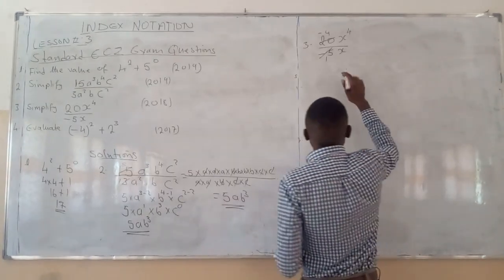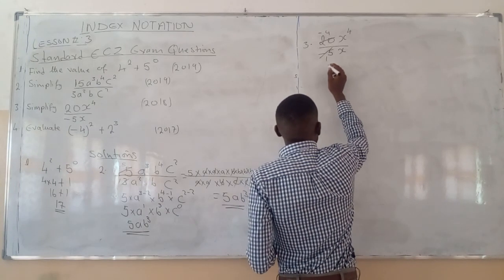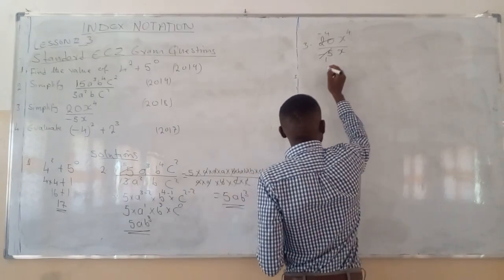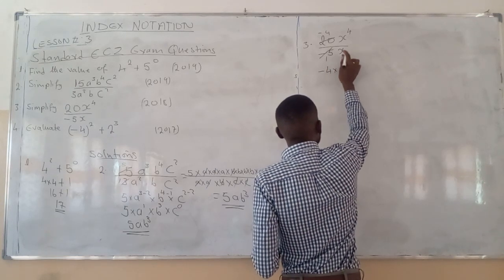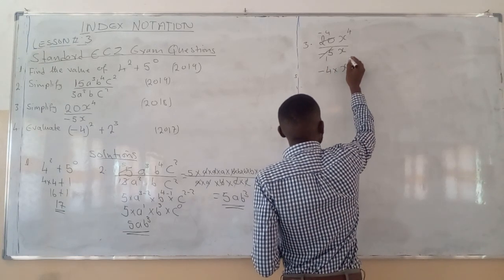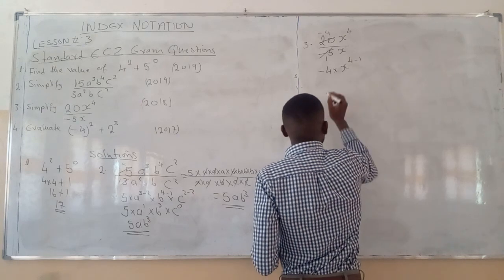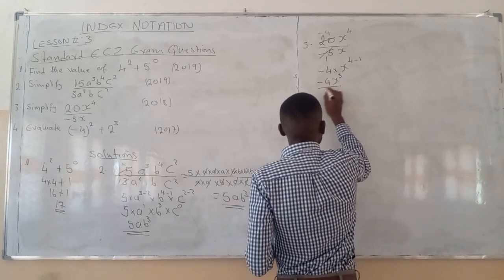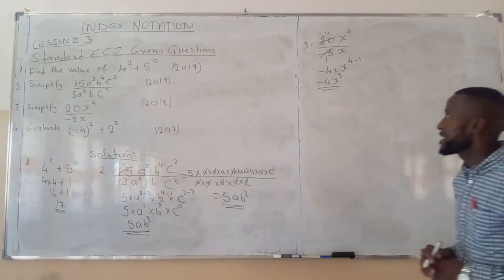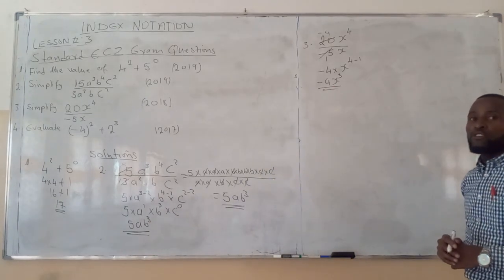Now we have this x and this x, they are the same. So we maintain the base, so it will be negative 4 times, maintain the base which is x, then 4 minus 1. So it will be negative 4x to the power 3. That will be our answer. We work it out like that.